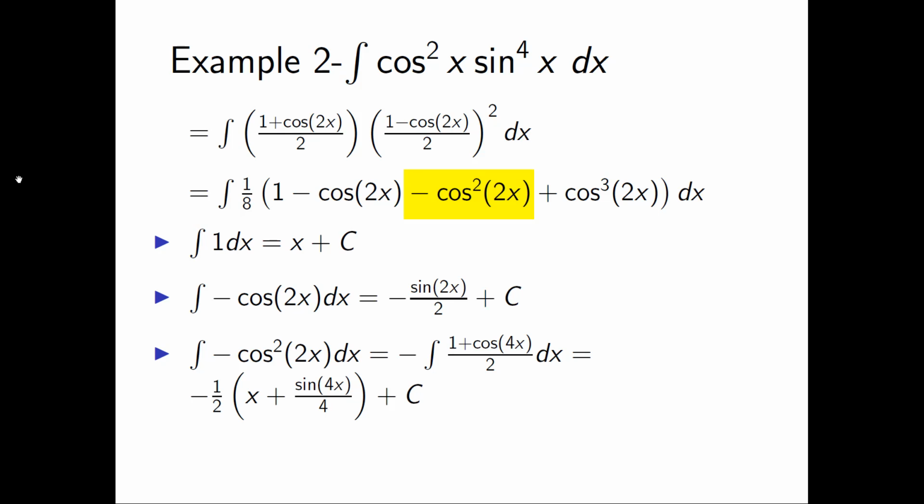Next up we have the negative cosine squared, and again we're going to use the power reducing identity here, what's called the double angle identity. Just a quick note, we have a 2x here, it's cosine squared 2x.